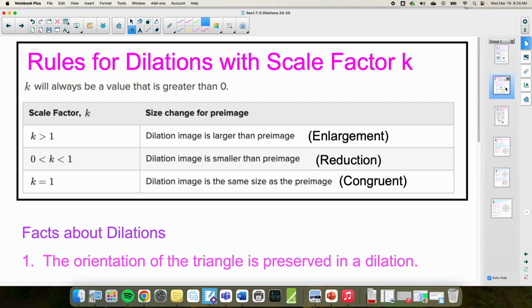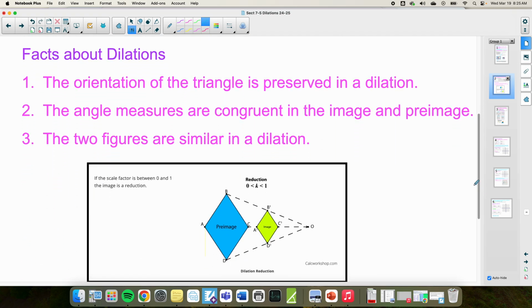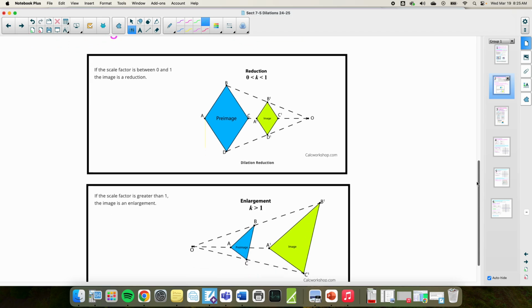If they ever gave you that K is equal to 1, that just means your figure stays the same and it's congruent, okay? I didn't put any on there like that, but just so you know, if K was equal to 1, it would just stay the same figure. So your orientation never changes when you do a dilation. Your angle measures are always going to correspondingly be congruent, and the two figures are similar.